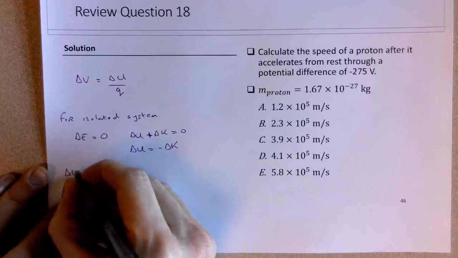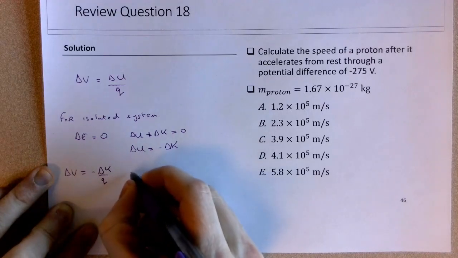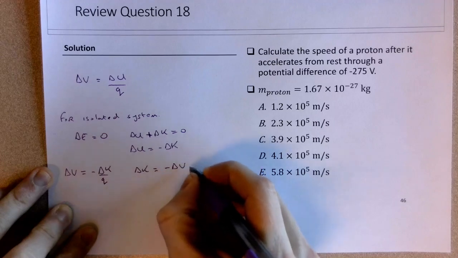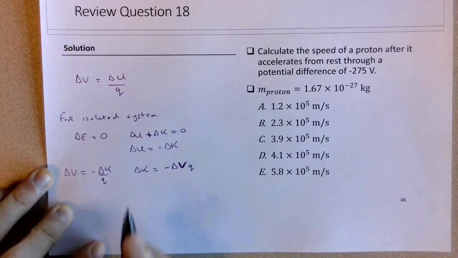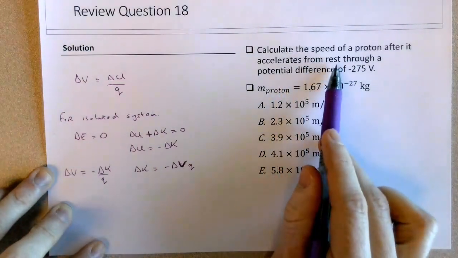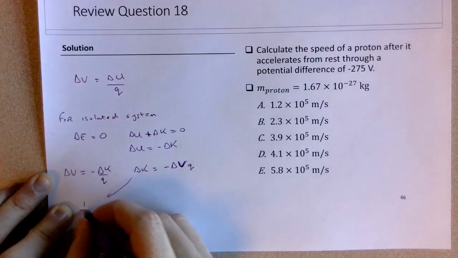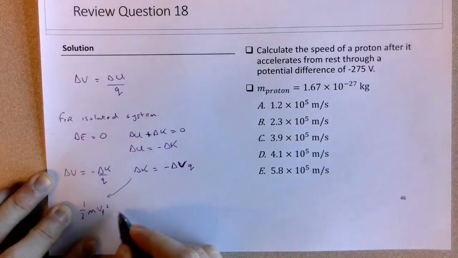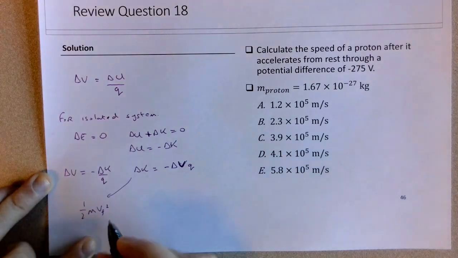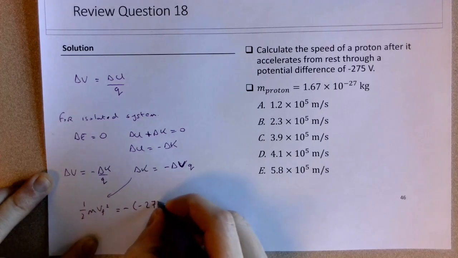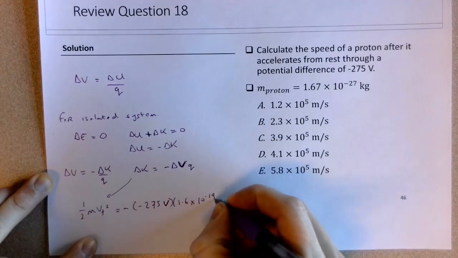So now I can think of that the delta V is equal to negative delta K divided by Q. And I can then state that the delta K is equal to negative delta V times Q. That's so as not to confuse those with U's. So our delta K, the proton is released from rest, so its initial kinetic energy will be 0. So this delta K will be equivalent to its final kinetic energy. So I have 1/2 m Vf squared. It will be minus 1/2 m Vi squared, but I'm just restating that the initial speed is 0. So this is going to be negative times negative 275 volts times the charge of a proton, which is a unit charge, 10 to the minus 19 coulombs.